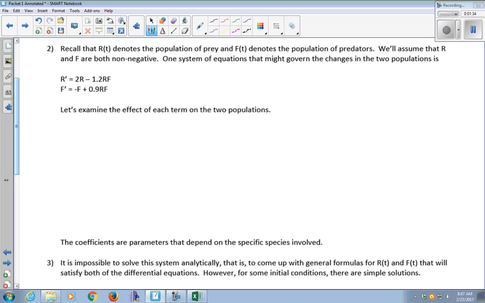So if we look at the terms, there's 4 terms here. So if R prime just equaled 2R, right? Ignore the second term there. That says that the rate of change of the population is proportional to the size of the population. The constant of proportionality is 2. So this is the Malthusian model of population growth. And if you solved this using separation of variables, you would get R of t is c e to the 2t. It says that rabbits grow exponentially when there are no foxes, right?